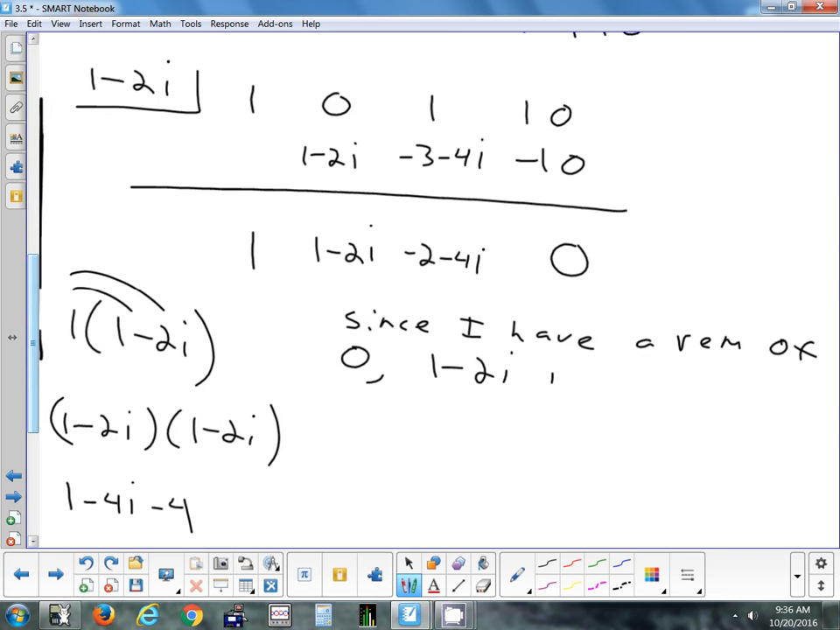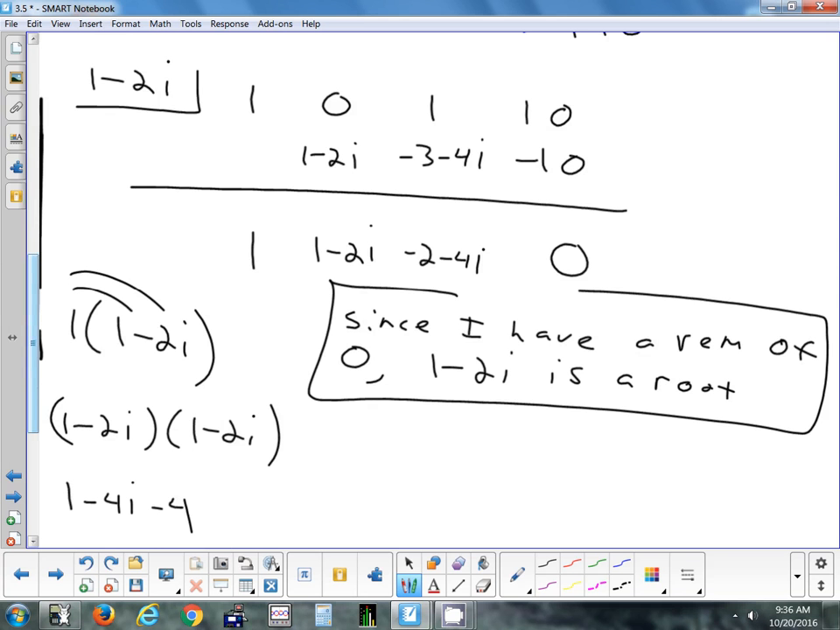So if you had to write it out, just like that. You would never write the quotient out. This is all you'd have to write: since I have a remainder of 0, 1 minus 2i is a root. 1 minus 2i is a 0. Is 1 minus 2i an x-intercept? No. Normally the root is an x-intercept, but not when it's imaginary.